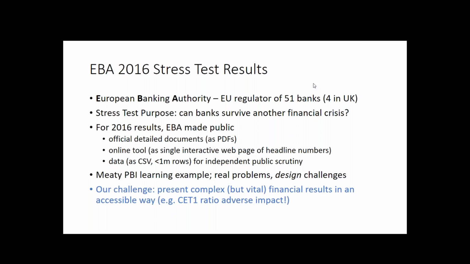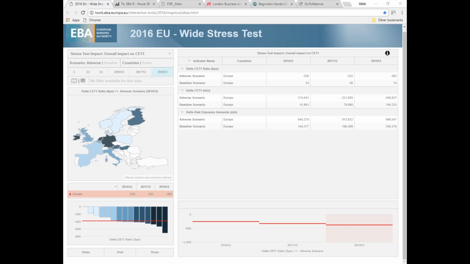I'm going to go to screen 2. What we're looking at here is a web page published by the EBA in 2016. It's just looking at the headline numbers. The headline numbers, as you can see, are in the bottom left here, and each of those is by country. And it really shows how bad things could get.